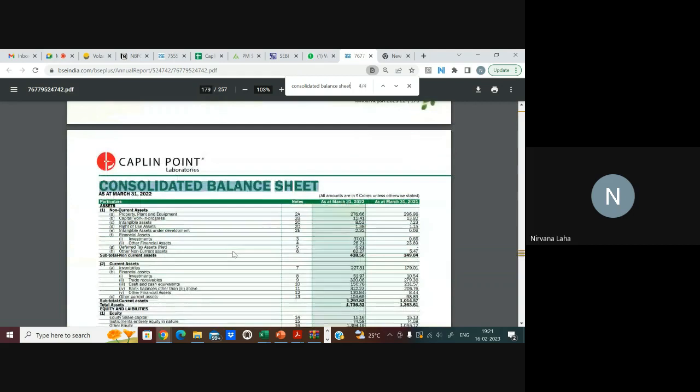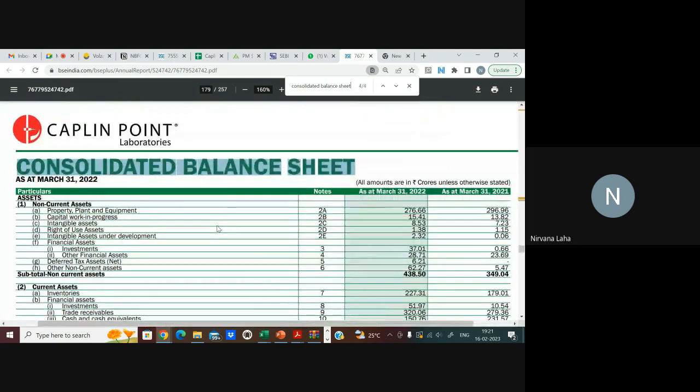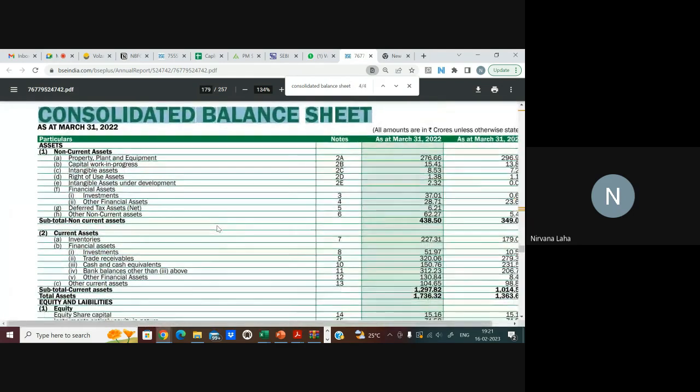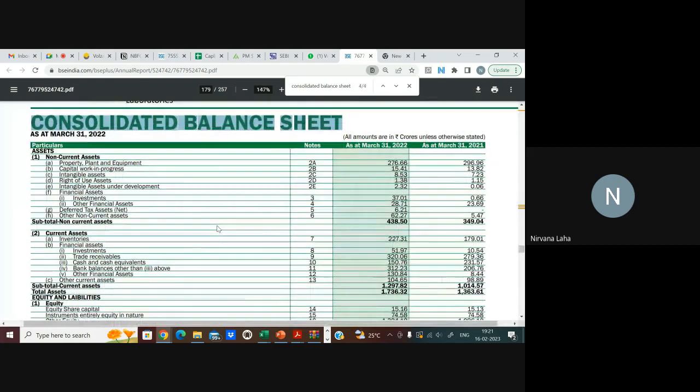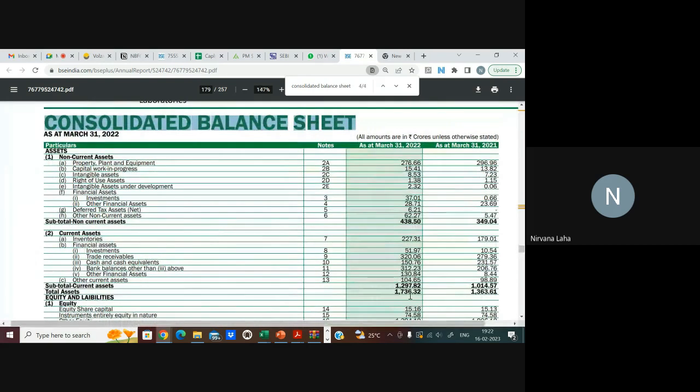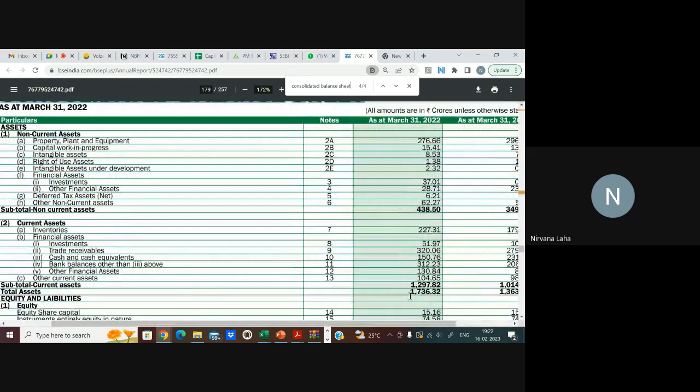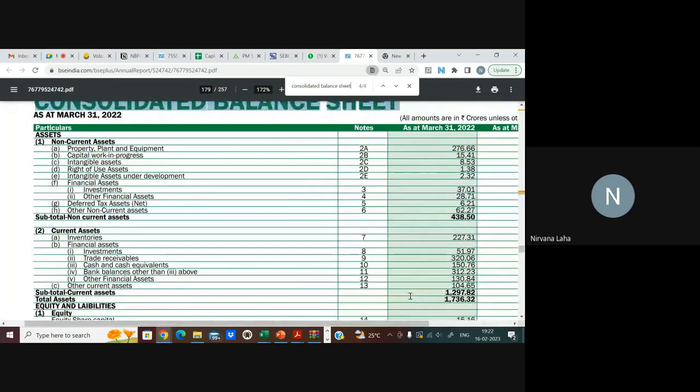Yeah, so this is the balance sheet. Bhavna, can you look at the balance sheet and tell me how much cash is there? 150.76 crores. Correct. And is there any other item that is like cash? Bank balances. Correct. Bank balances.